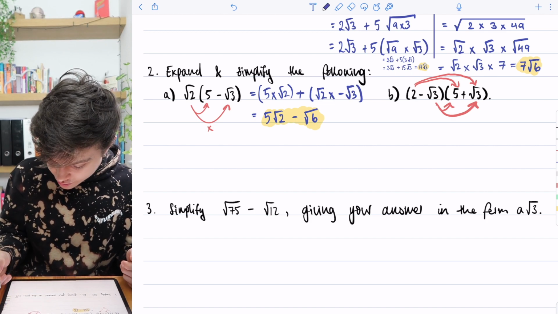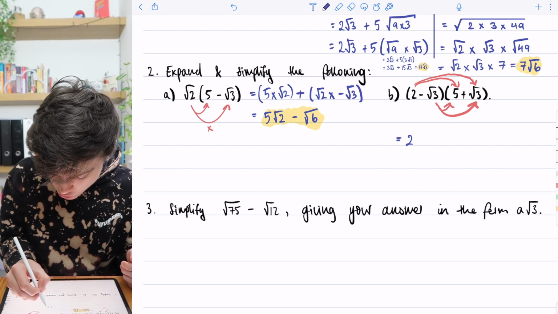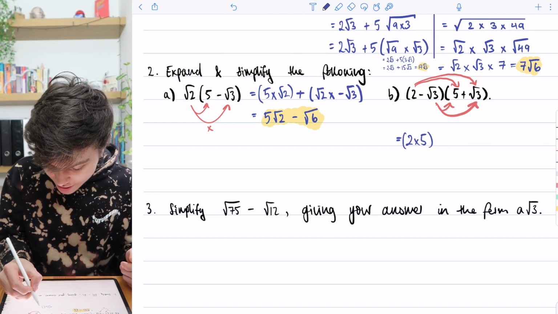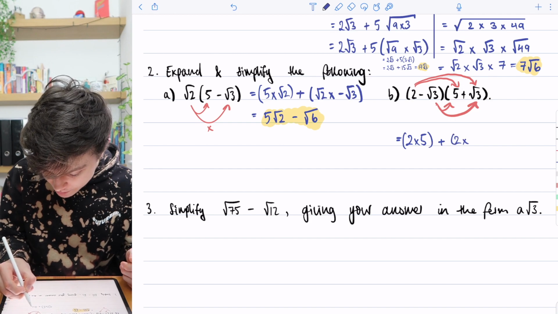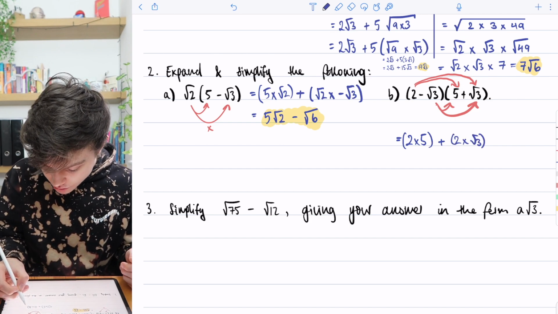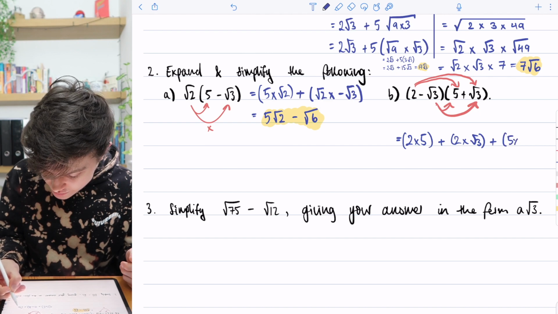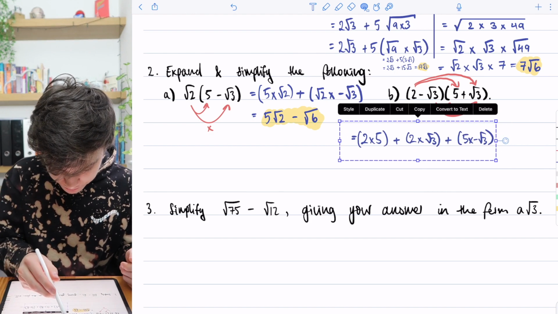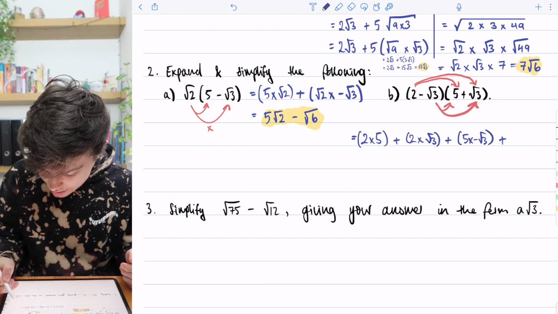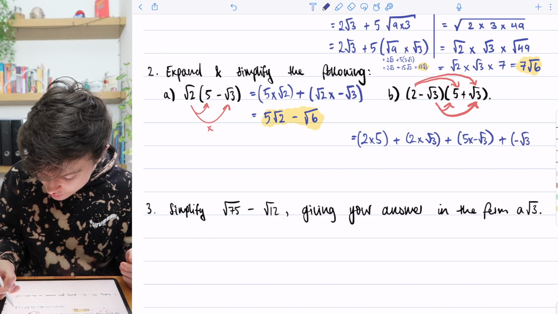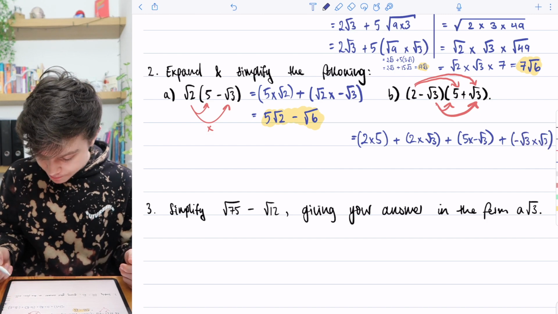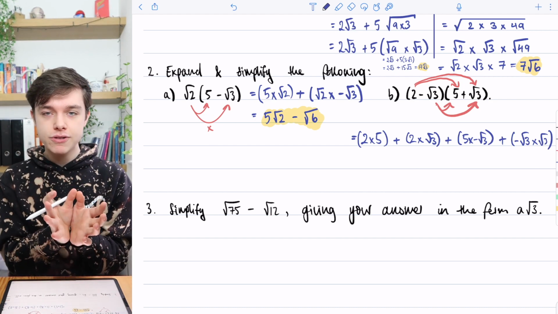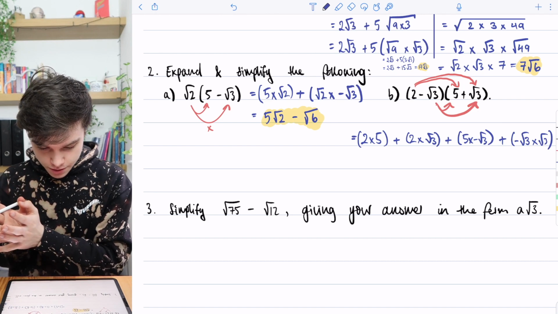We're going to get this, and I'll do it here. We'll have 2 times 5, from the 2 times the 5, the first arrow, and then plus the 2 times the root 3. And then I'm going to add this on. We will have 5 times minus root 3, and I'll just move this up slightly. And then we will add, and we're going to have minus root 3 times root 3. Okay, so all I was doing there was just expanding the brackets and multiplying every term in the first by every term in the second.